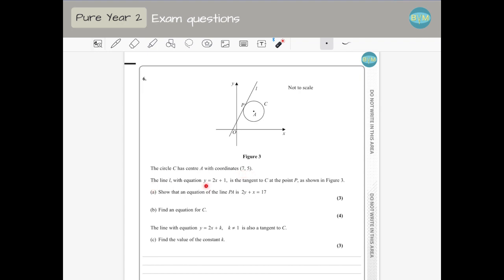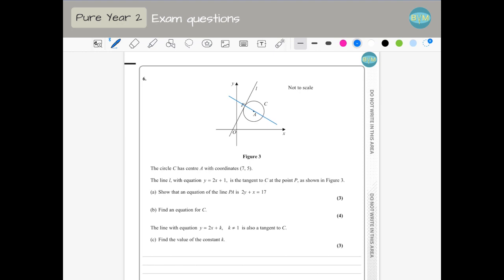Line L with this equation is tangent to the circle at point P. So an equation for the line PA is 2y + x = 17. So line PA is this line here. We are looking for this line, PA.